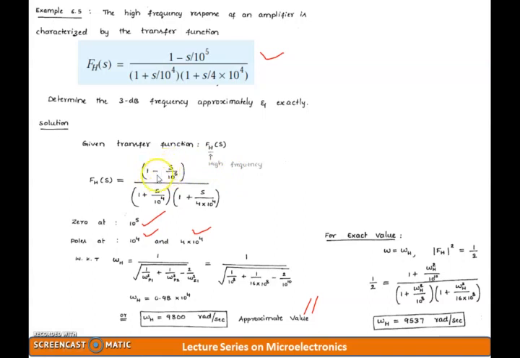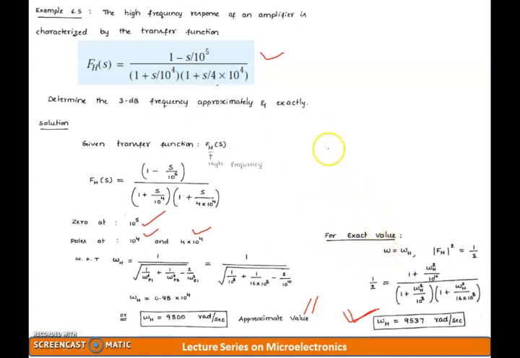So that will be 1 plus omega square, and since I am replacing omega with omega h, that makes 1 plus omega h square divided by 10 raised to 5 square, that makes it 10 raised to 10. Similarly for the poles, that will be omega h square divided by 10 raised to 8 multiplied by 1 plus omega h square divided by 4 into 10 raised to 4 whole square, that makes 60 into 10 raised to 8. Once I simplify this, whatever value I get will be my exact value of the upper cutoff frequency, that is 9537 radians per second.